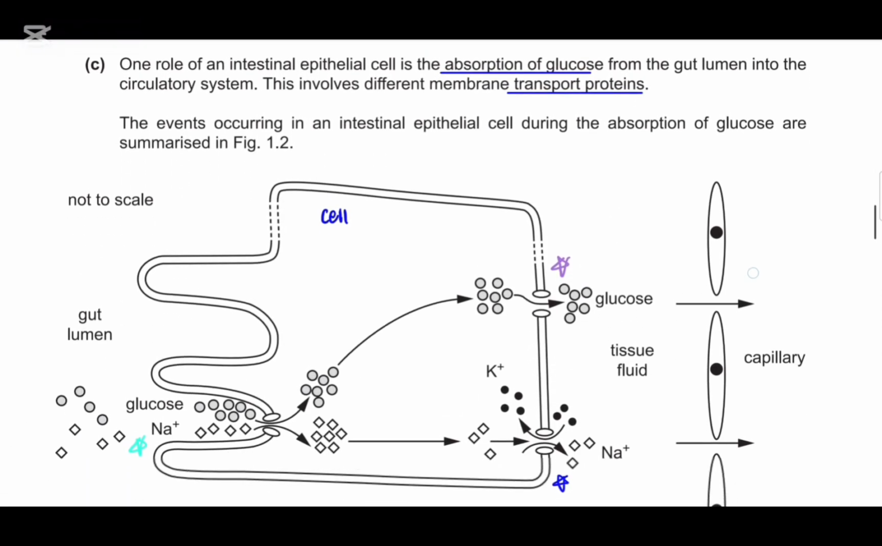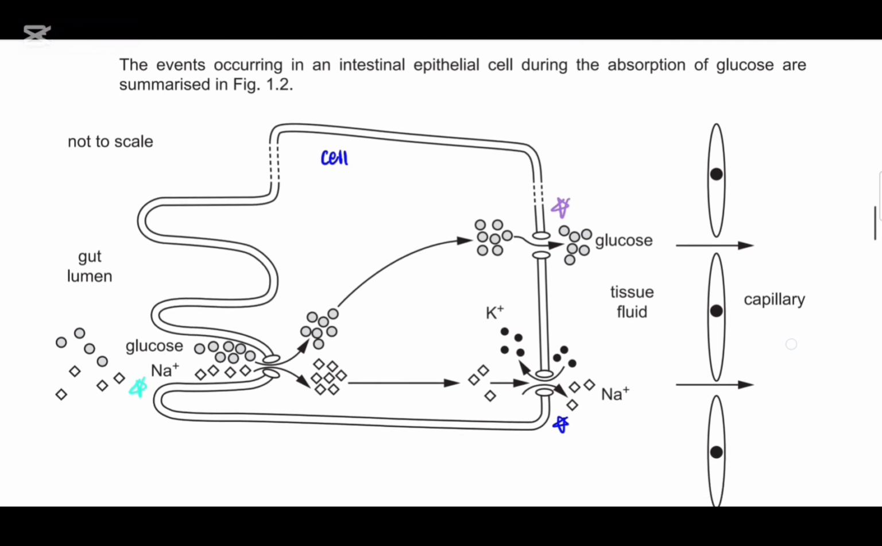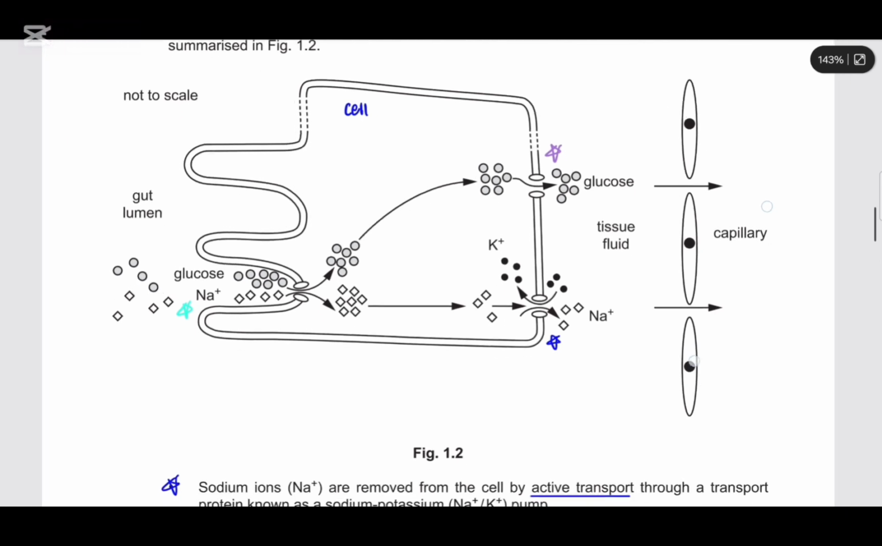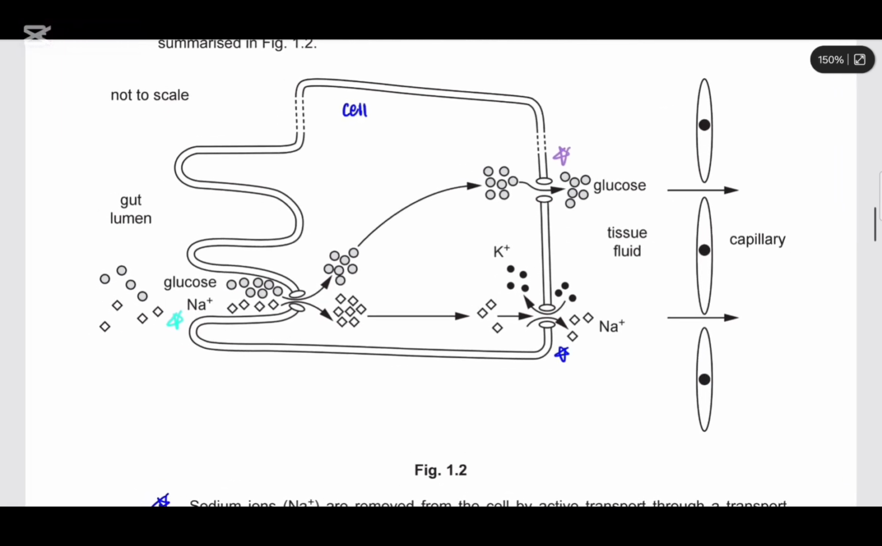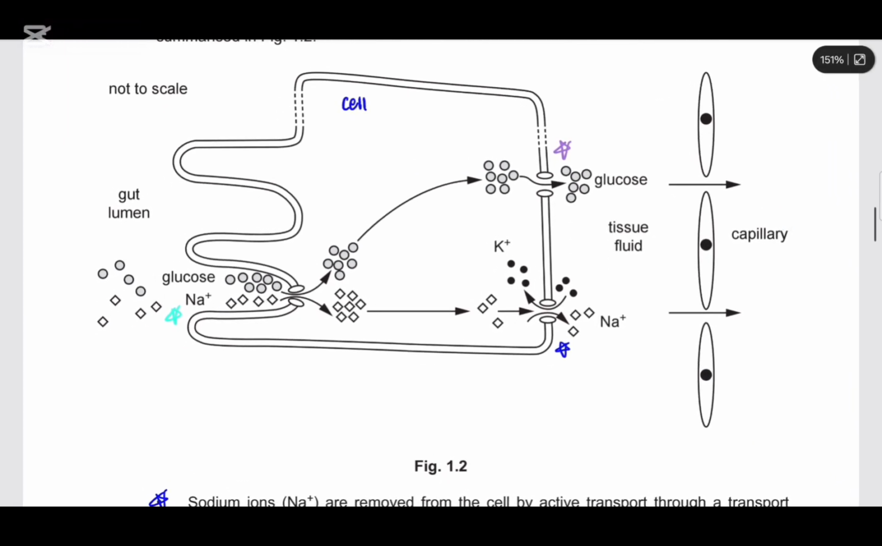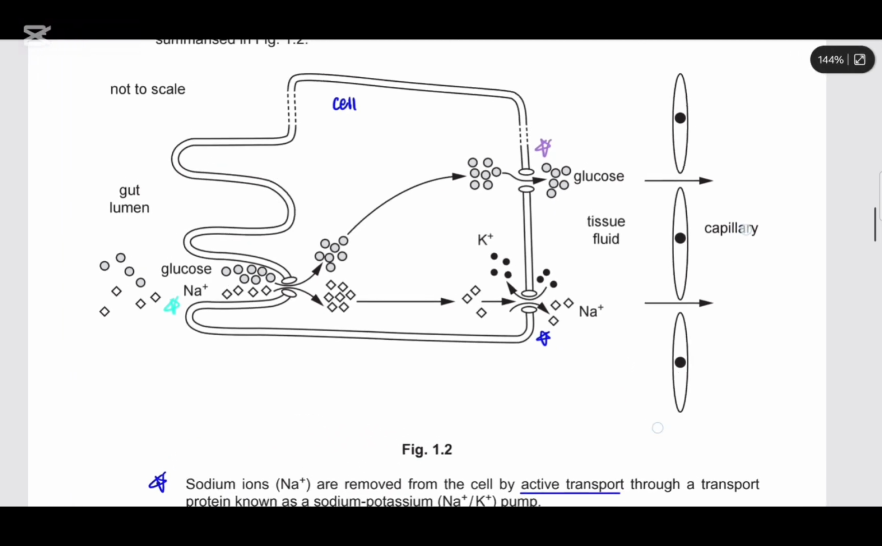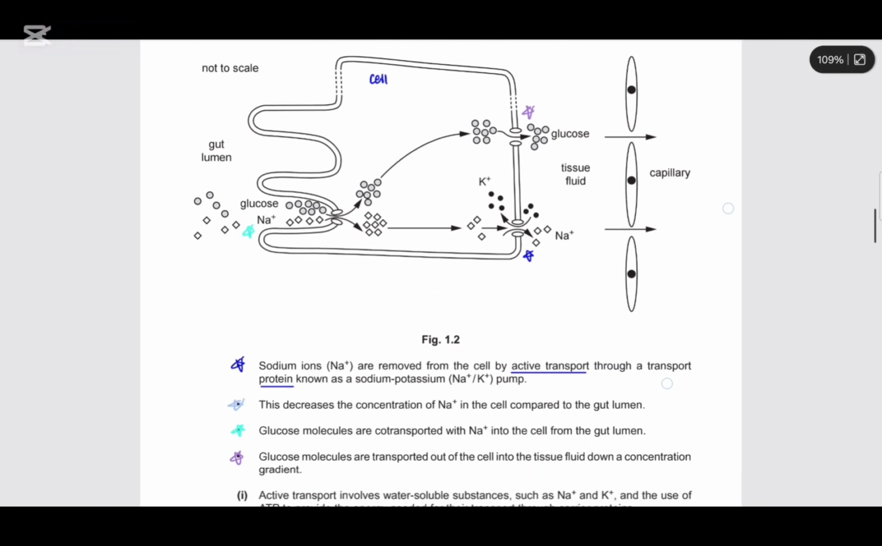Next, the role of an intestinal epithelial cell is the absorption of glucose from the gut lumen into the circulatory system, which involves different membrane transport proteins. The events occurring in the intestinal epithelial cell during the absorption of glucose are summarized in figure 1.2. So this is figure 1.2, and they actually give us the summary, right? So we've got the image here, and then let's look at the summary together.